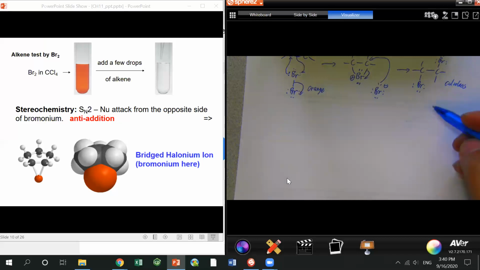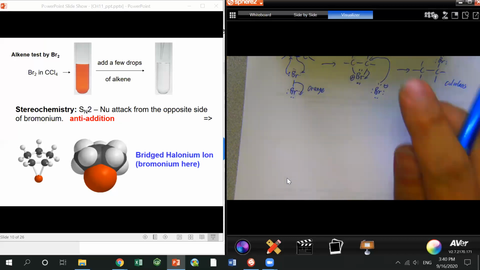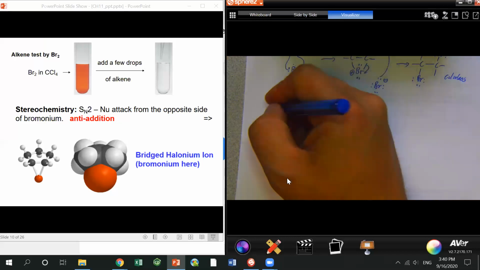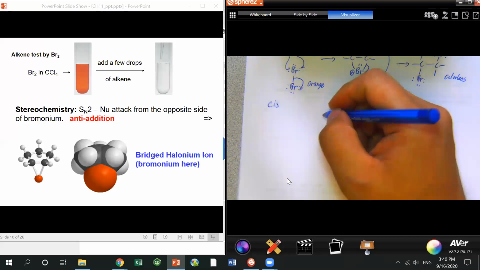So in this case, if we add bromine or chlorine to a CC bond, it depends on the stereochemistry of the starting alkene, giving a specific product. Here is an important thing: you guys need to draw together with me. For example, I have this cis alkene.